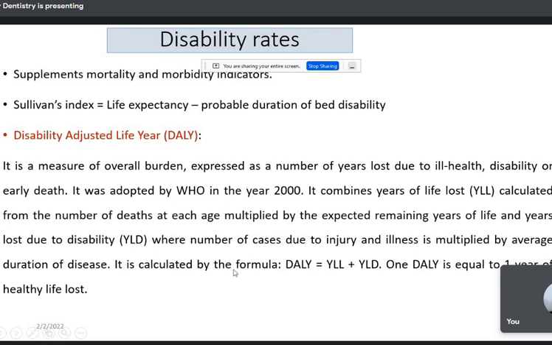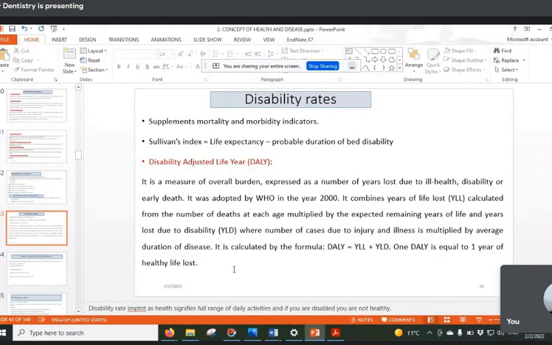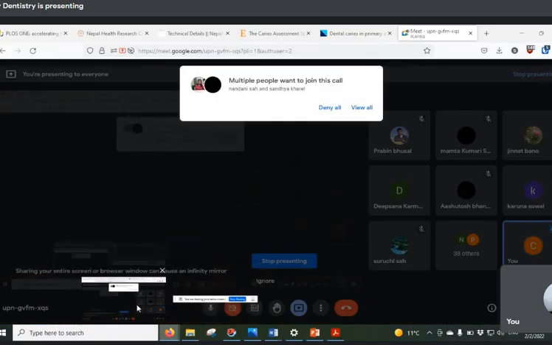Okay, see, someone is entering again. This is not good. How many times am I going to interfere? Okay.